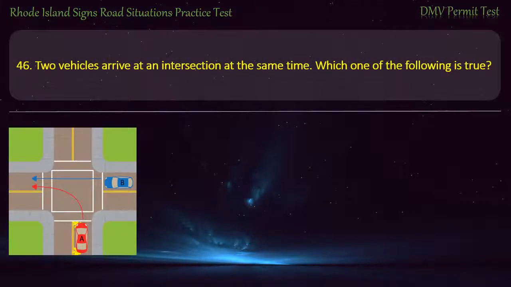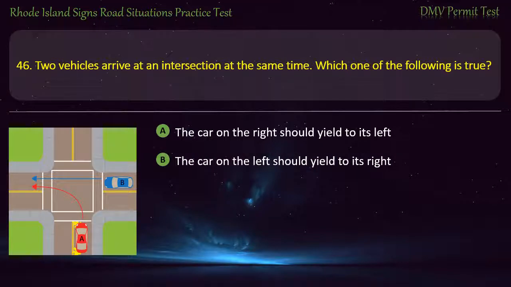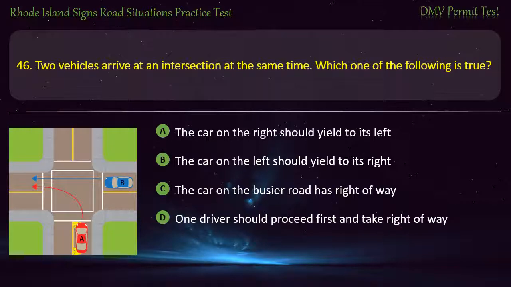Question 46. Two vehicles arrive at an intersection at the same time. Which one of the following is true? The car on the right should yield to its left. The car on the left should yield to its right. The car on the busier road has right-of-way. One driver should proceed first and take right-of-way. Answer. The car on the left should yield to its right.